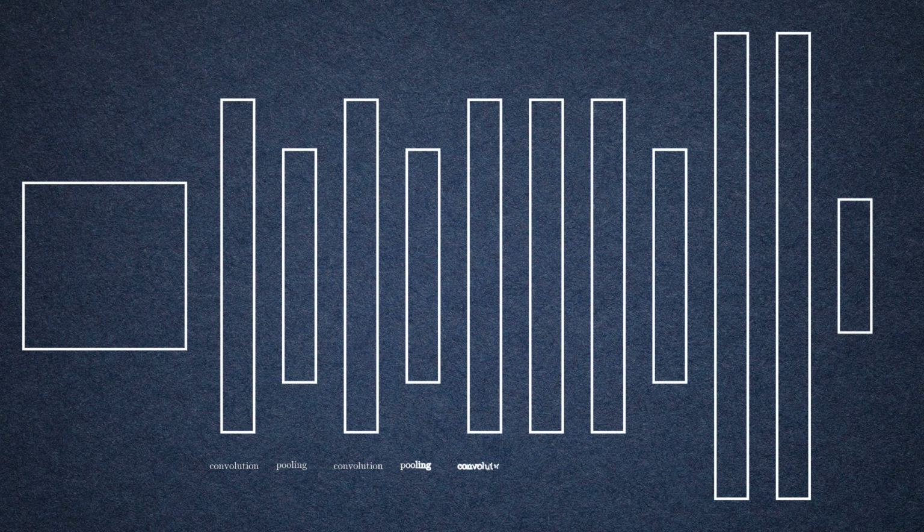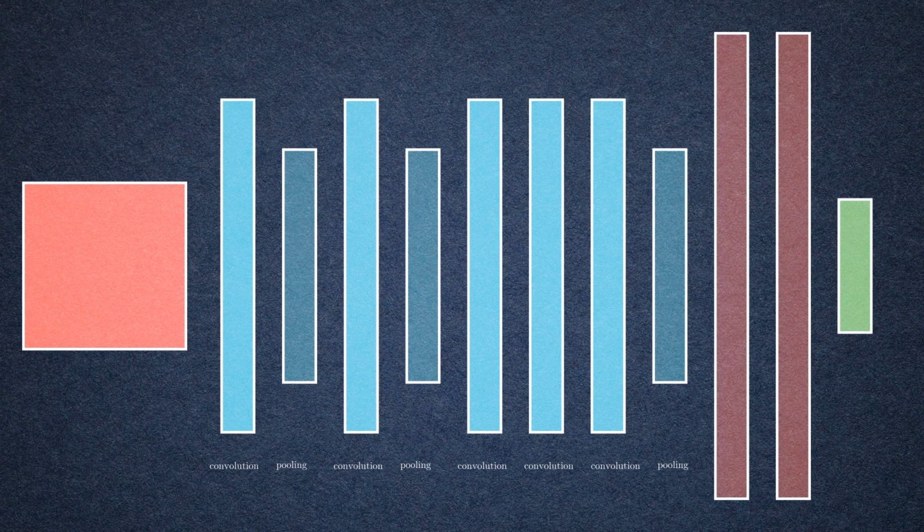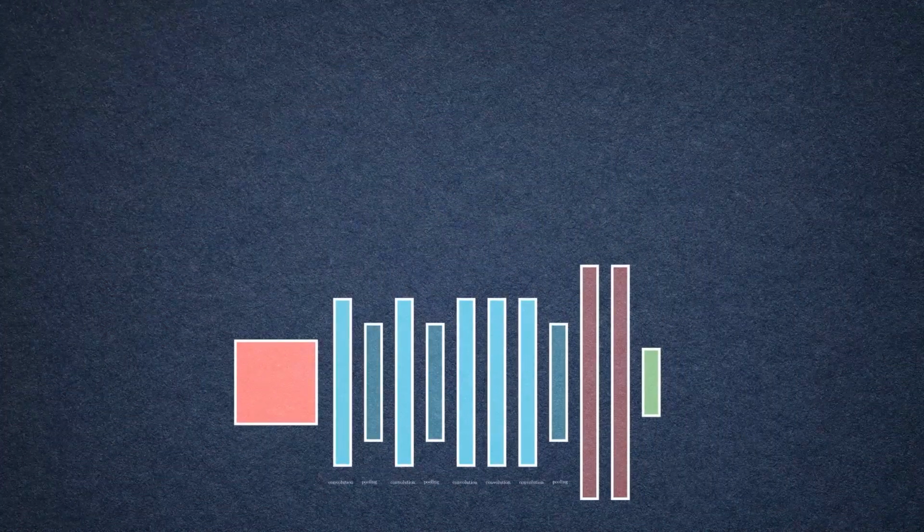So, AlexNet contains one input layer, 5 convolution layers, 3 pooling layers, 2 fully connected layers, and 1 output layer. But wait a minute. First, let's see how computer vision sees the world.